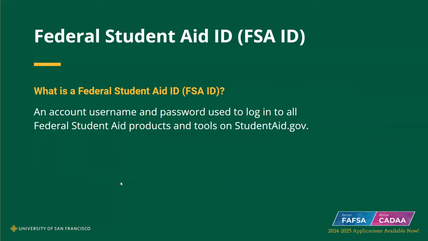Okay, so what is the FSA ID? The FSA ID is your account username and password that you use to log into all federal student aid products and tools on studentaid.gov.